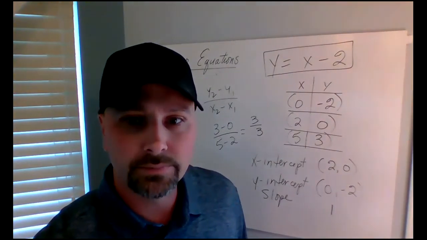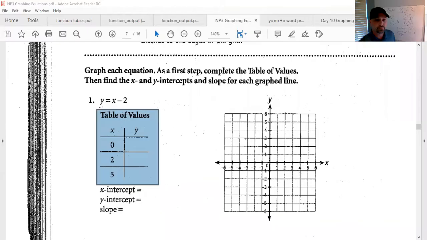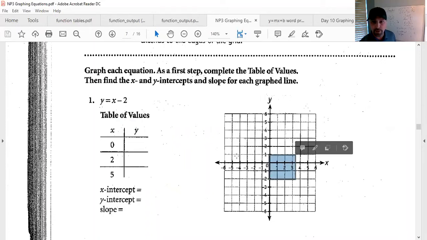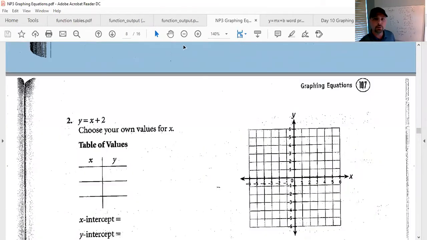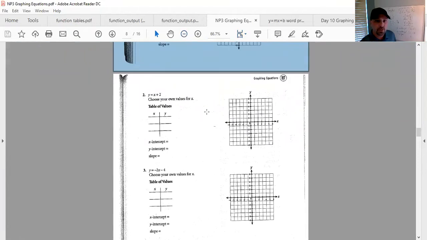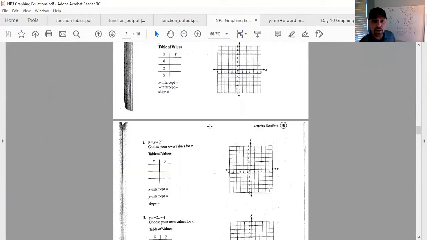Let's go back. Okay, and you can kind of see where the line would be there. No, it won't let me make a line. Anyway, moving on. So that was number 1.